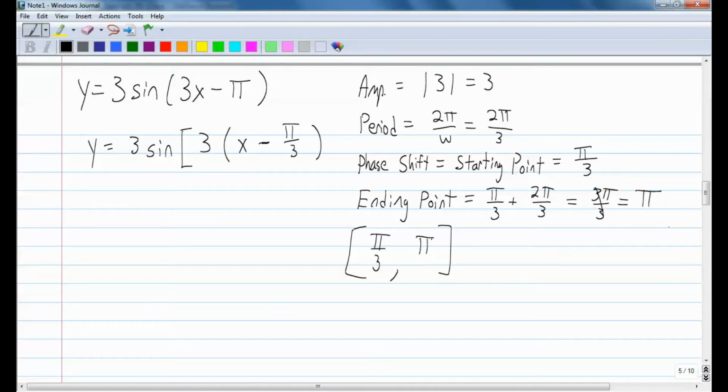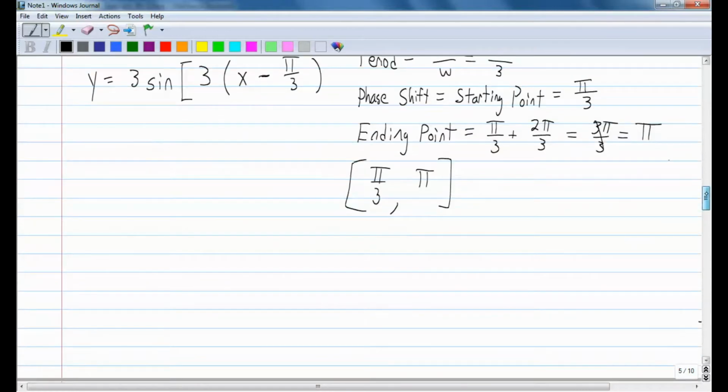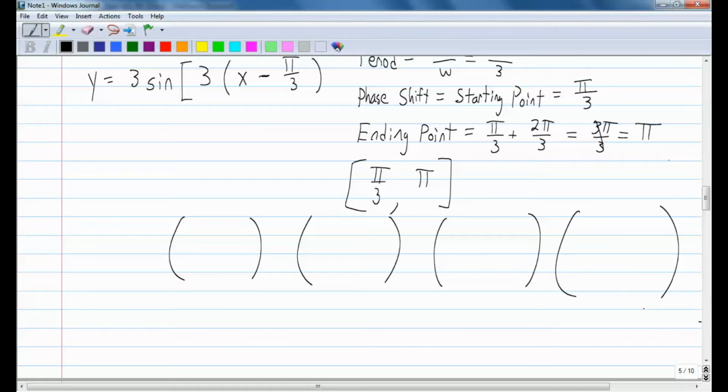Now, from that interval that will contain one complete period, I can make 4 subintervals. The reason we want to do subintervals is so that we can get the significant points, the places where we have high points, low points, and cross the x-axis. Alright, we're going to have 4 subintervals. The first subinterval is going to start at pi over 3, the beginning of the graph. The last subinterval is going to end at pi.